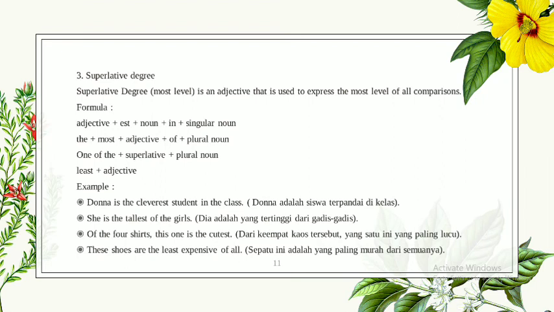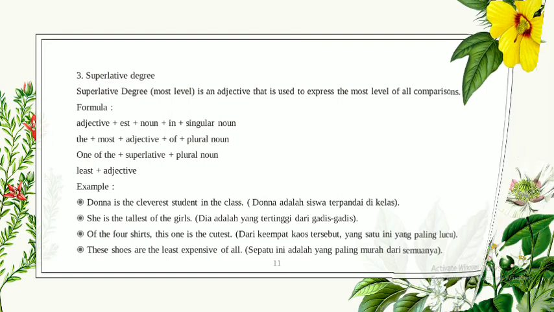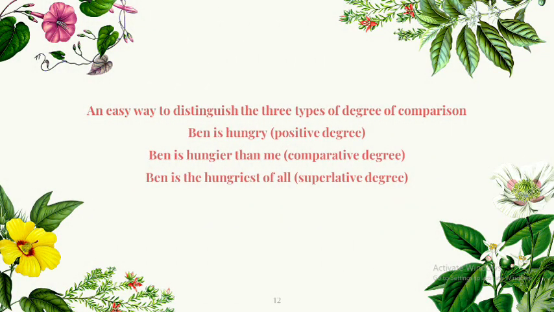The fourth is these shoes are the least expensive of all. An easy way to distinguish the three types of degree of comparison, you can see this example. First is Ben is hungry. It's a positive degree. And Ben is hungrier than me. It's comparative degree. And Ben is the hungriest of all. It's superlative degree.